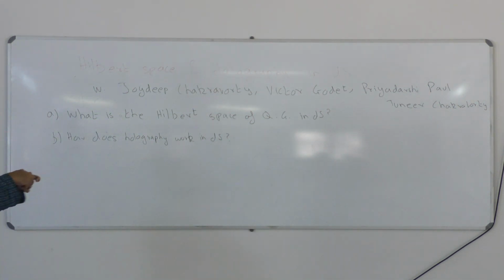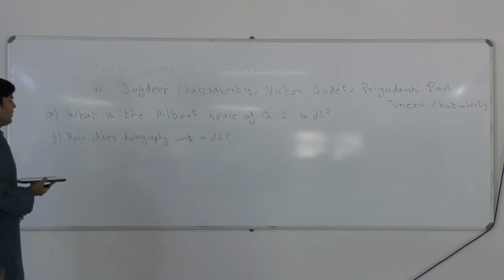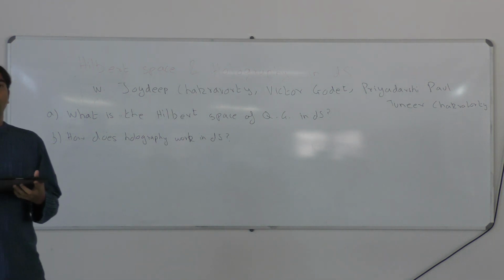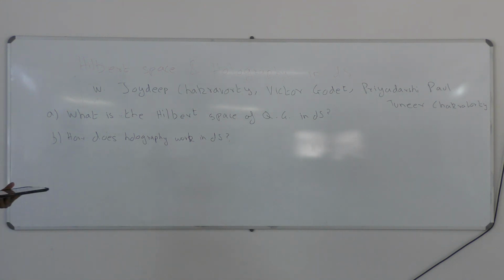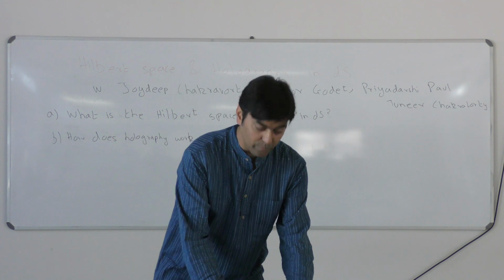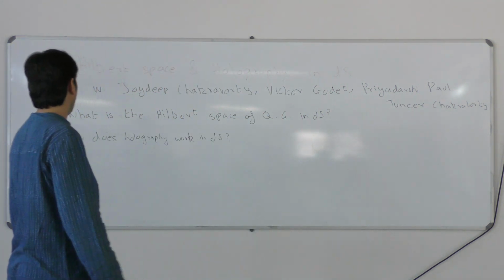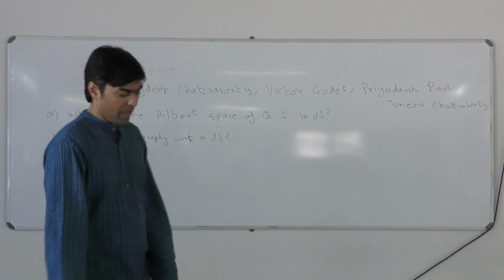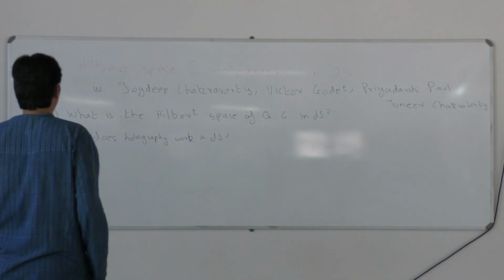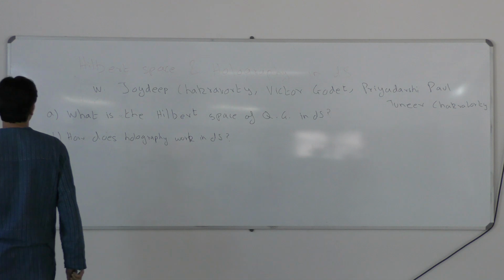Because de Sitter in some ways captures some of the complexity of our universe in a way that perhaps AdS doesn't. Okay. So I'm going to first spend maybe 10 or 15 minutes trying to explain what these questions mean, and then I'll explain what I propose for the answers. Okay, so the first question is, what is the Hilbert space of quantum gravity in de Sitter space?